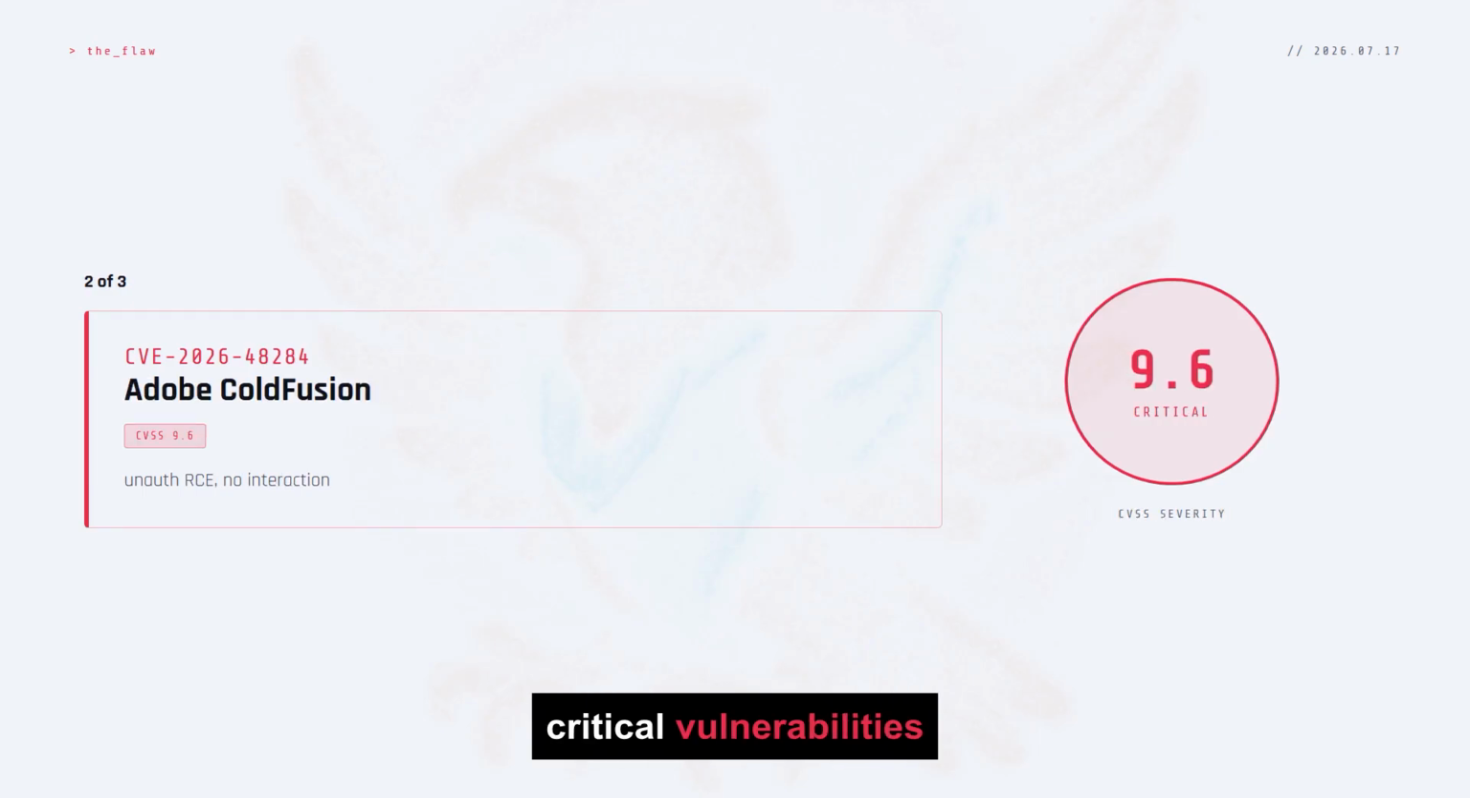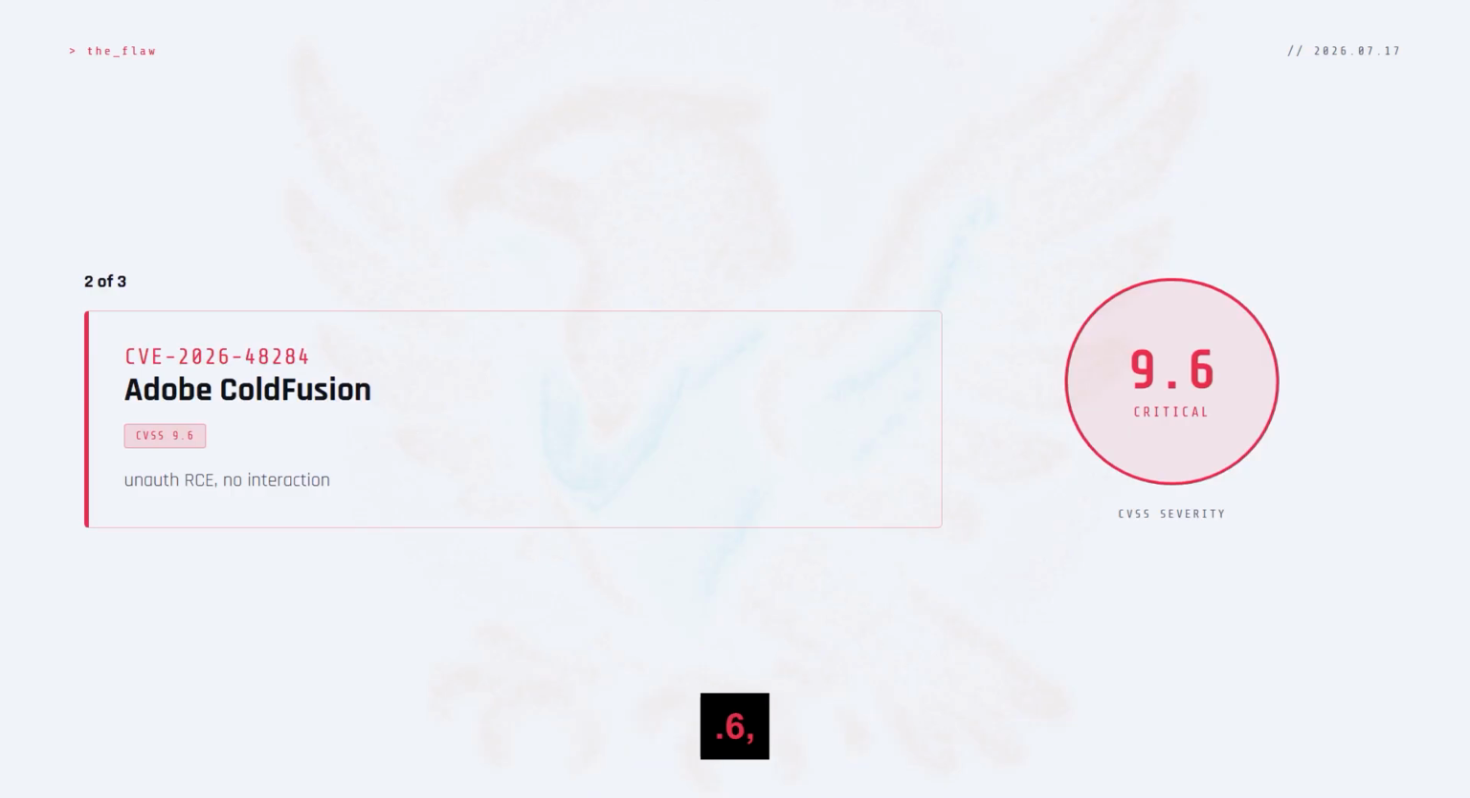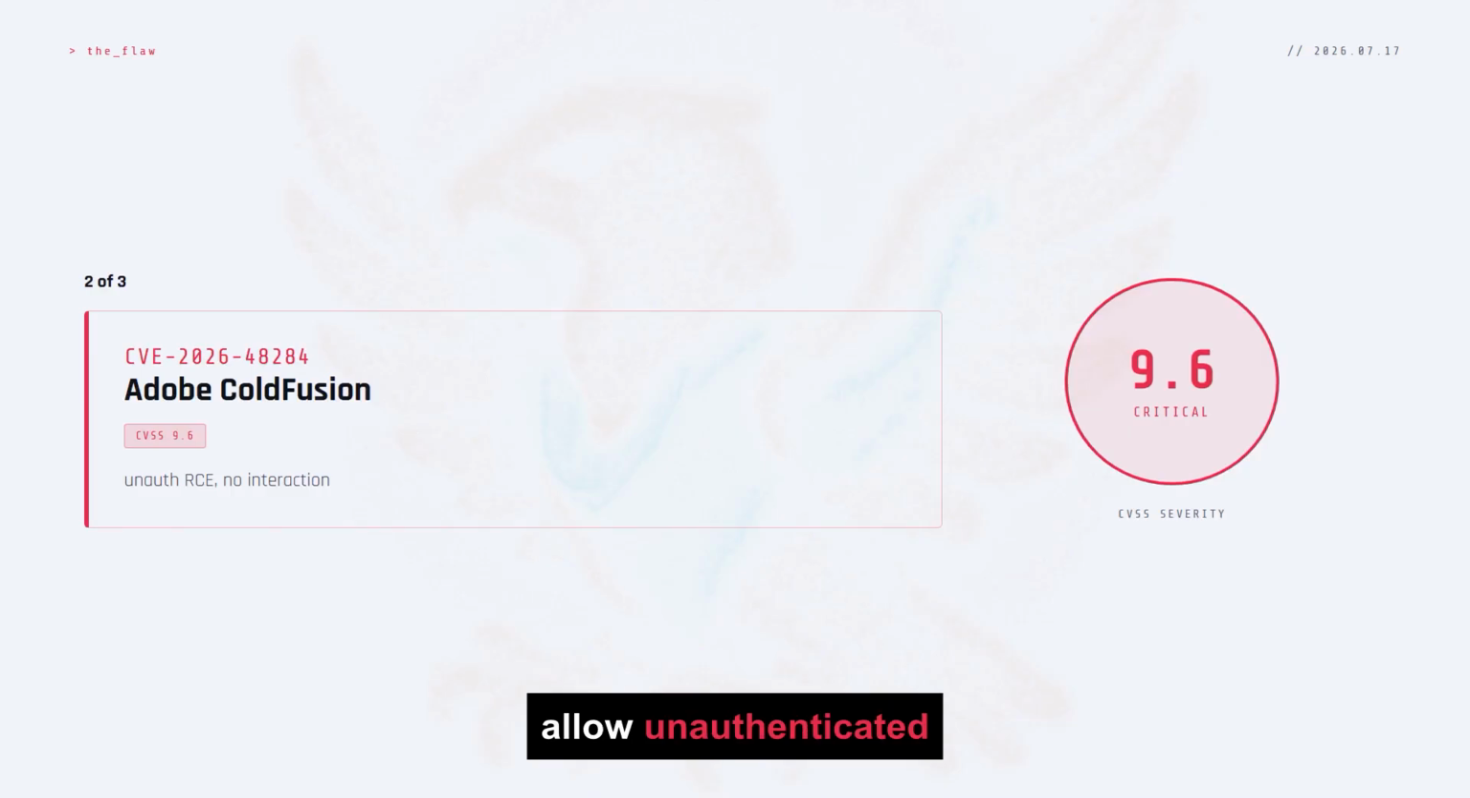Adobe ColdFusion has 5 critical vulnerabilities in this advisory cycle. The 2 most severe, both CVSS 9.6, allow unauthenticated remote code execution with no user interaction needed. 1 is an input validation failure. The other is a direct code injection path.